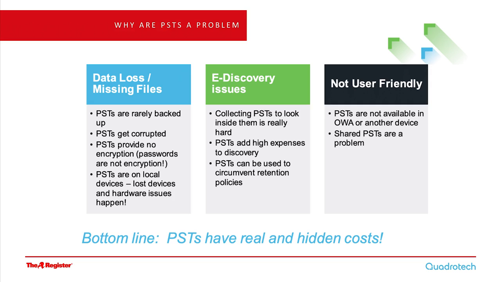A lot of this is what you're talking about, that ability to track, but it really falls into the first two issues here of data loss, missing files, and e-discovery issues. So we talk about data loss and missing files. These are offline files, and they are not particularly mobile. So users typically have these sitting on their desktop somewhere.